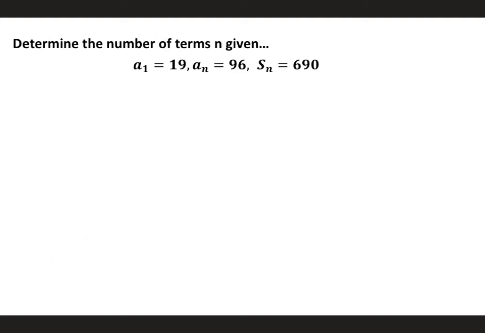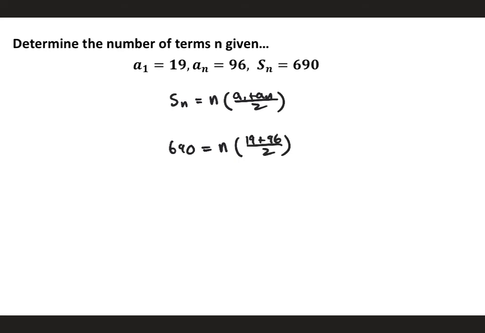All right, our next example is a little bit different. What we're doing here is they are giving us the first term, they're giving us the last term, they're giving us the sum of the series, and they're asking us what is that n to make that happen. So once again, we're just going to use the formula. So the formula goes Sn equals n times (a1 plus an) over 2. We're going to plug in what we know, find what's missing. So we go 690 equals n, that's the part we don't know, times (19 plus 96) divided by 2.